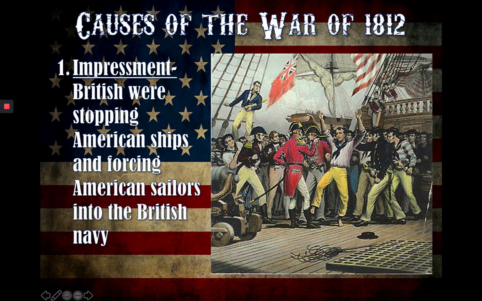So we're going to start with the causes of the war, and just for a little backdrop, at this time, Britain and France are locked in their own battle. And Britain is the world superpower. And Britain, needing soldiers and sailors to fight the French, is doing what they call impressment. British are stopping American ships and forcing American sailors into the British Navy.